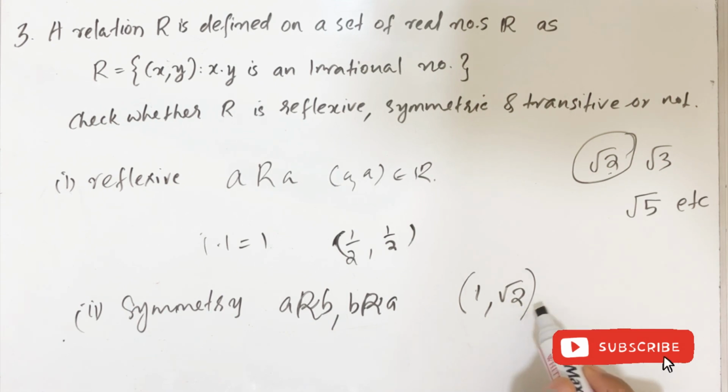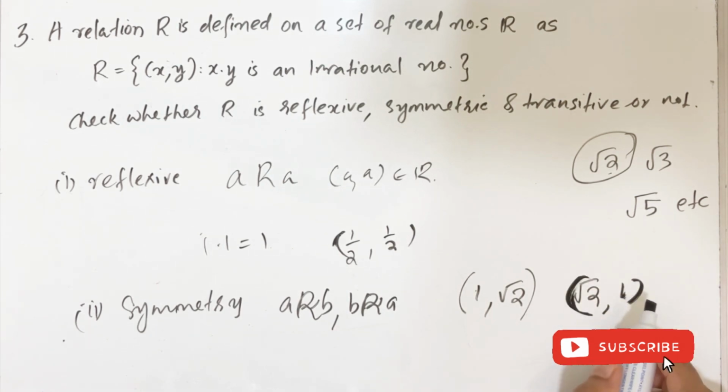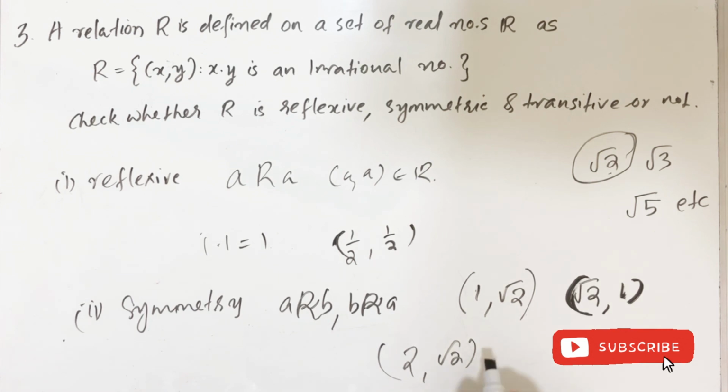If one pair belongs to R, then its reverse also belongs to it. That means (root 2, 1). Does (root 2, 1) belong to R? Yes, because root 2 into 1 is root 2, again an irrational number. We know that multiplication is commutative in real numbers, so we can say it is symmetric. If I take any other pair, 2 and root 2, then 2 into root 2 is an irrational number, and also the reverse pair, root 2 into 2, is equal to 2 root 2. So multiplication is commutative, so if one pair (a, b) belongs to R, then its reverse pair (b, a) also belongs to R, so it is symmetric.